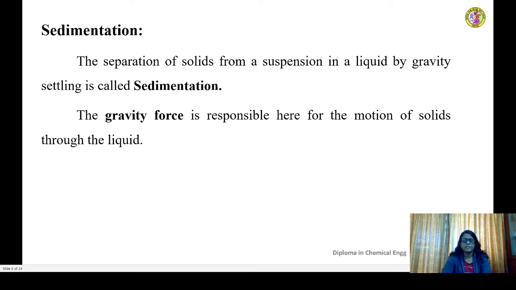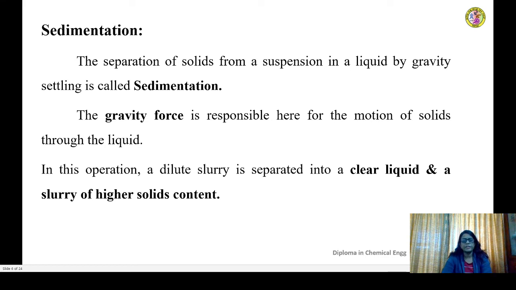If centrifugal force is the driving force in centrifugation, then gravity force is the driving force for separation in sedimentation. It is the gravitational force that is responsible for the settling of the particles in a given liquid. How the motion takes place in the liquid to separate the solids from liquids depends upon the gravitational force acting on the solids.